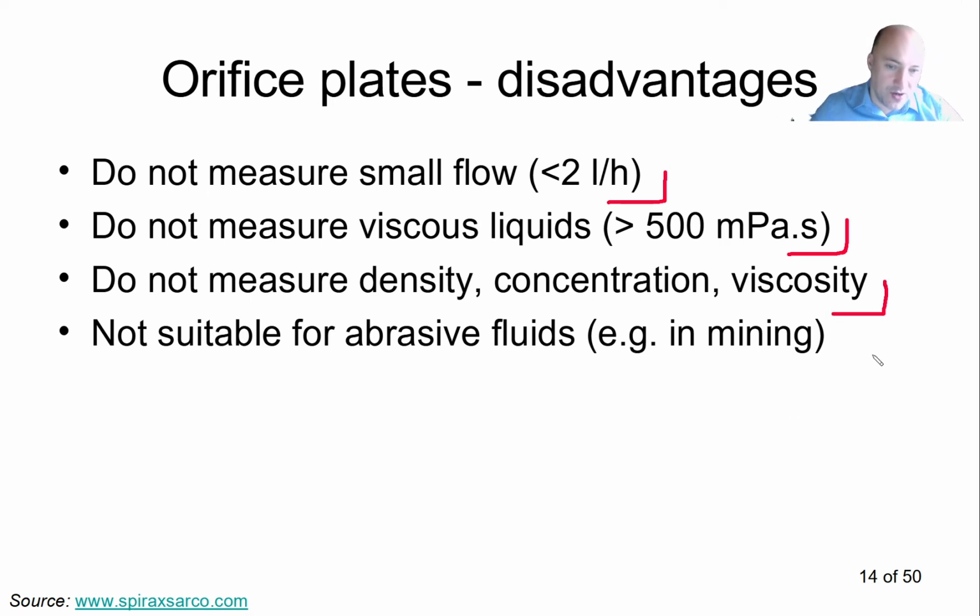It does not measure directly density, concentration, and viscosity. That will be again mostly the case for all pressure gauges except the Coriolis. But you can calculate density. You will measure the temperature, and you can calculate density. And as I was already saying, it is not suitable for abrasive liquids. So if you have a mixture, for example, in mining applications of water and something, then the orifice plate is definitely not a good idea.